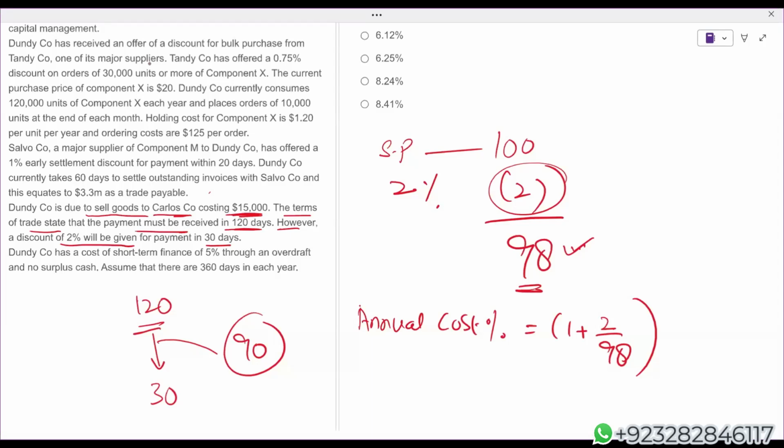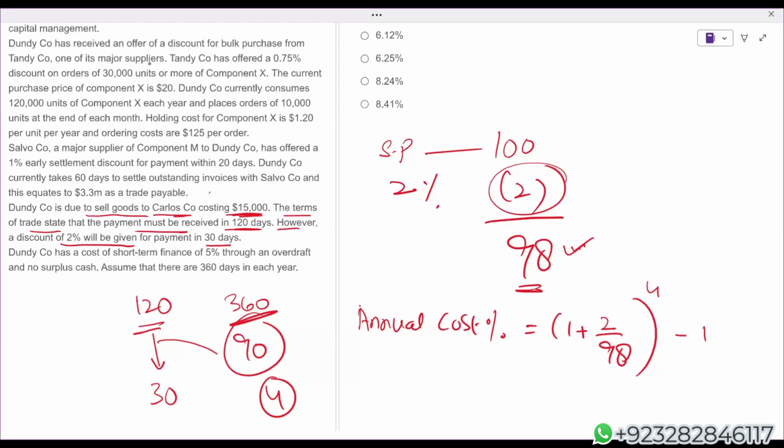In the entire year, total days are 360. 360 divided by 90, I'll get 4. So in the entire year, this will happen 4 times, so the power is going to be 4. Repeat, how did I get power 4? Without discount, I give 120 days to my debtors, customers. If they want the discount, they will be paying in 30 days. How many days earlier will they be paying? 90 days. 360 divided by 90, so this event will be repeated 4 times.